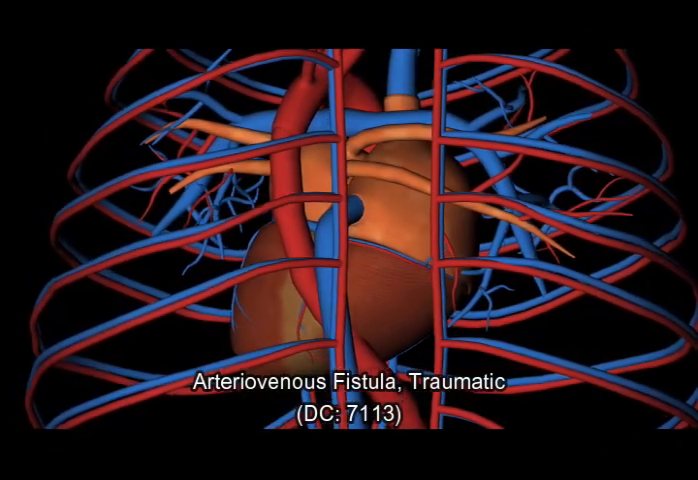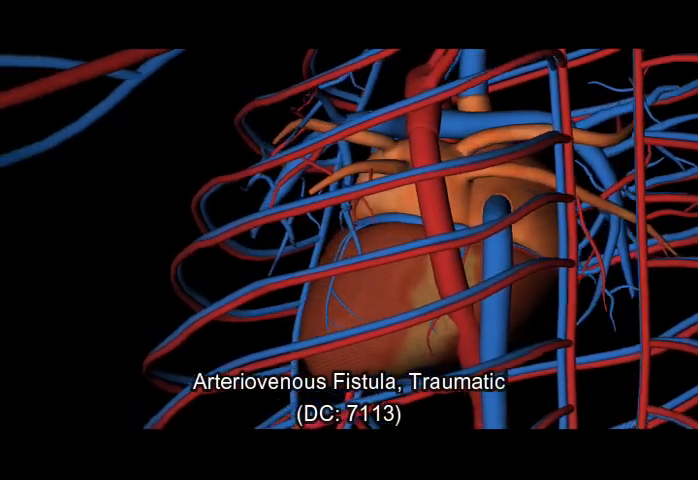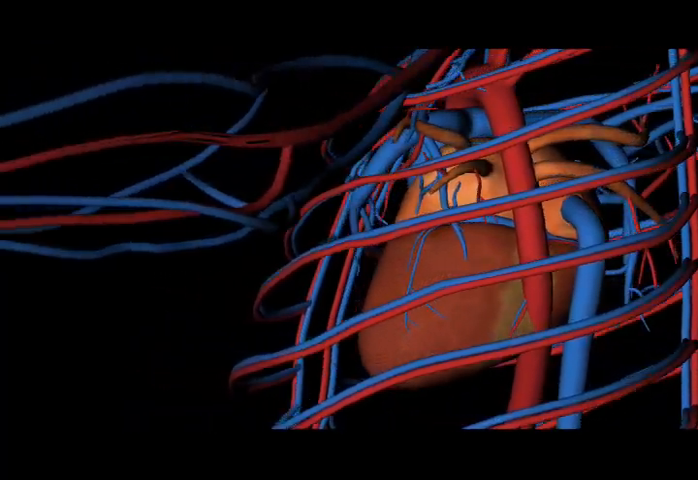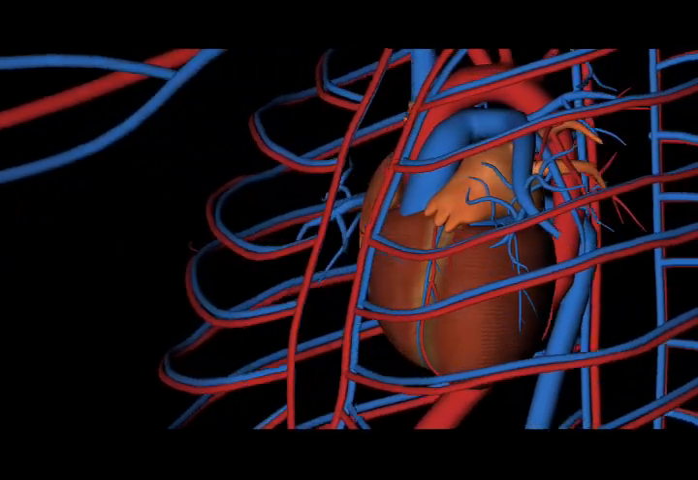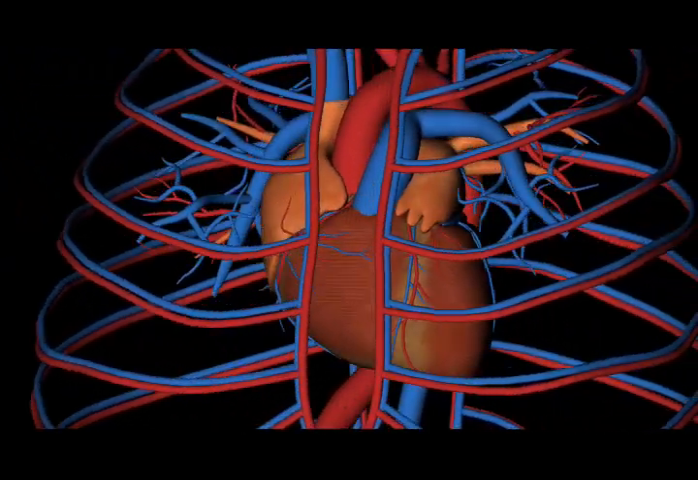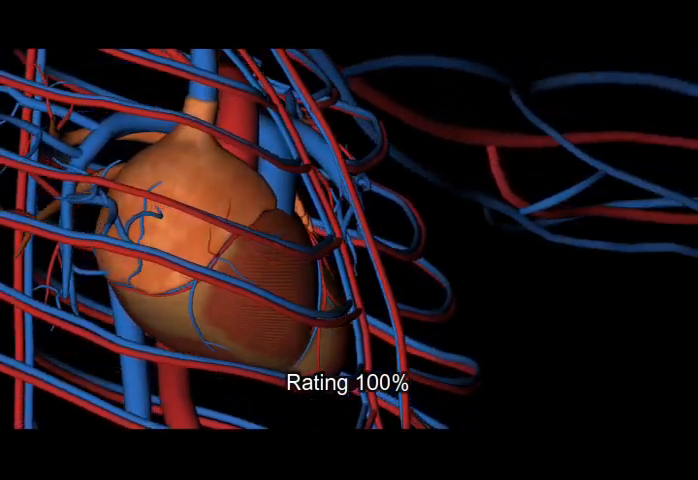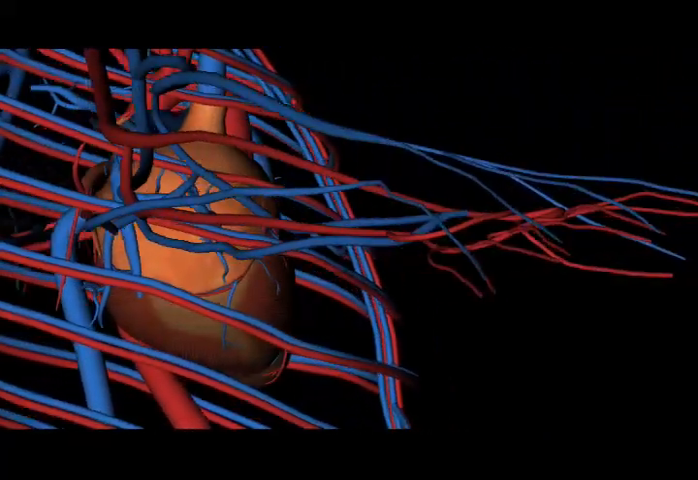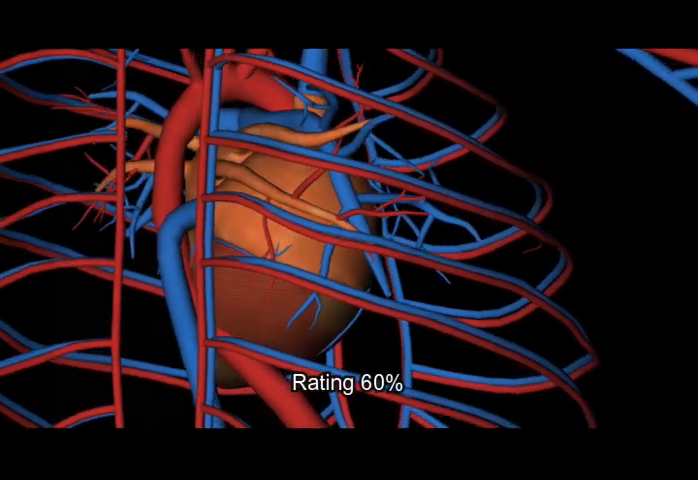Arteriovenous fistula, traumatic. Diagnostic code 7113. An arteriovenous fistula, traumatic, is an abnormal connection between an artery and a vein that is typically caused by injury. With high-output heart failure, rating 100%. Without heart failure but with enlarged heart, wide pulse pressure and tachycardia, rating 60%.